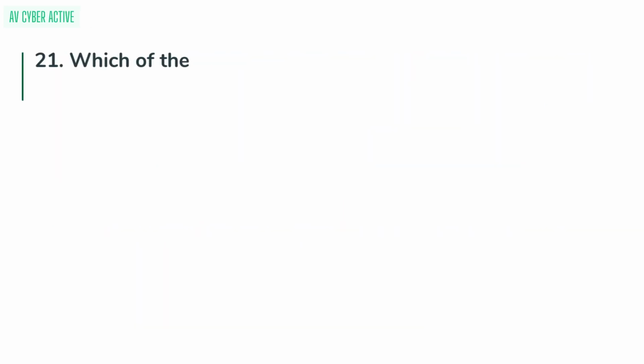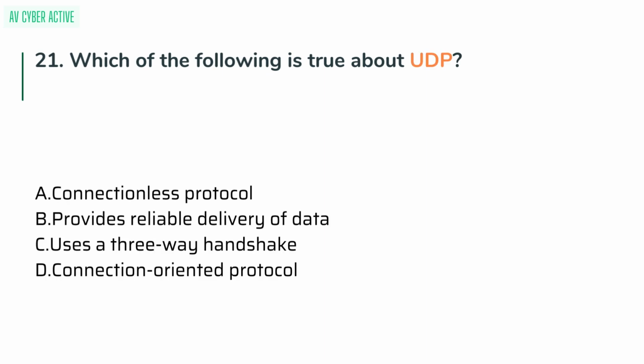21. Which of the following is true about UDP? A. Connectionless protocol. B. Provides reliable delivery of data. C. Uses a three-way handshake. D. Connection-oriented protocol. A is correct.